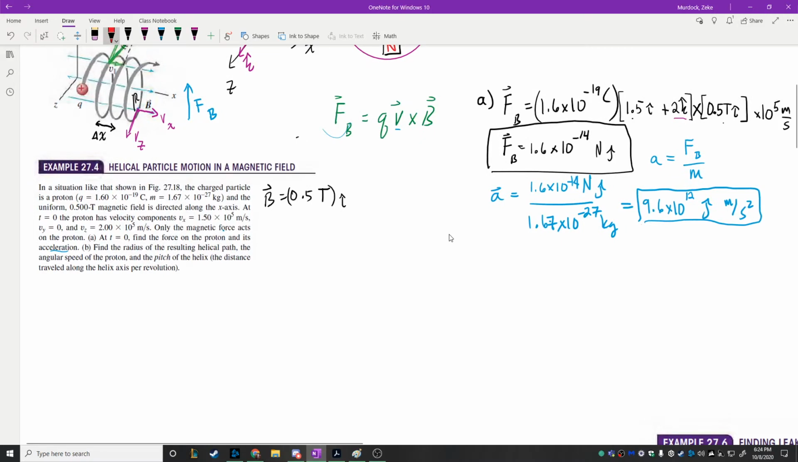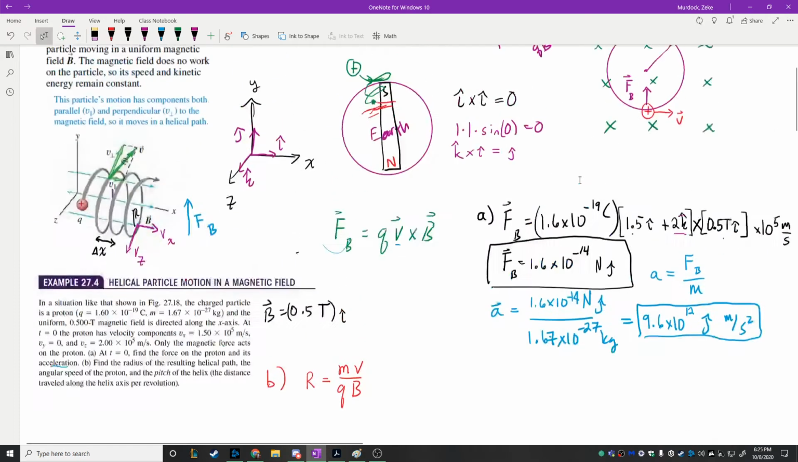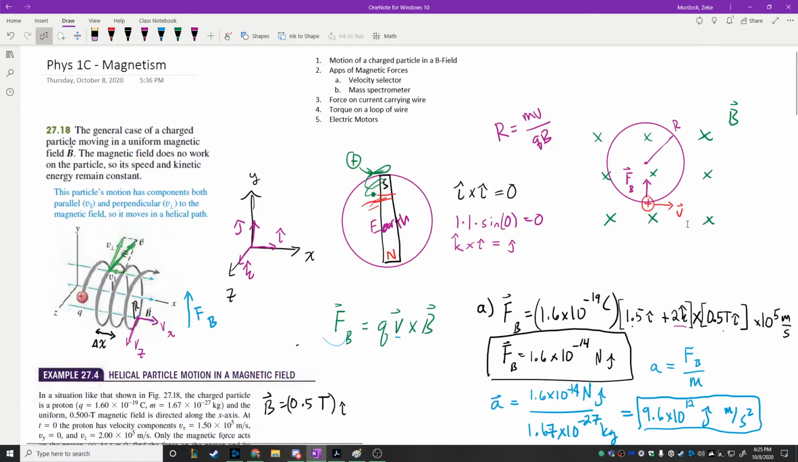All right, so part B, a little trickier. Find the radius of the resulting helical path. For this, we can use the equation that we derived last time, which is that the radius is going to be equal to the mass multiplied by the velocity divided by the charge times the magnetic field. However, when we made this relationship, we specifically were talking about a velocity vector, and this velocity vector has to be basically perpendicular to the field. It's really only the component that's perpendicular to the field that's going to cause this circular motion.